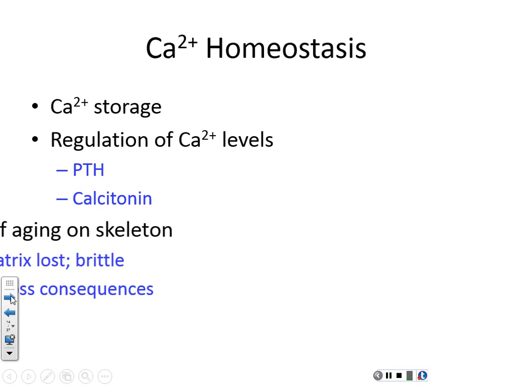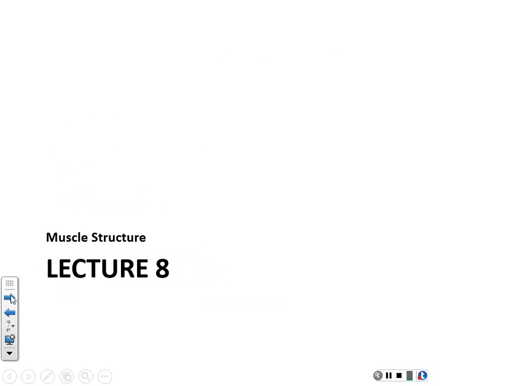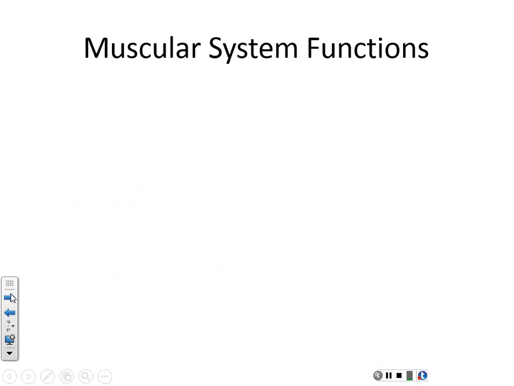Okay? So, homeostasis of bone. Effects of aging, of course, you lose matrix and so forth. Bone loss consequences, you start getting fractures and whatnot, right? Okay, so muscle structure. We have to move it on here.